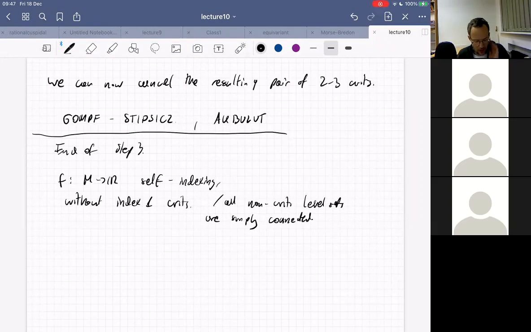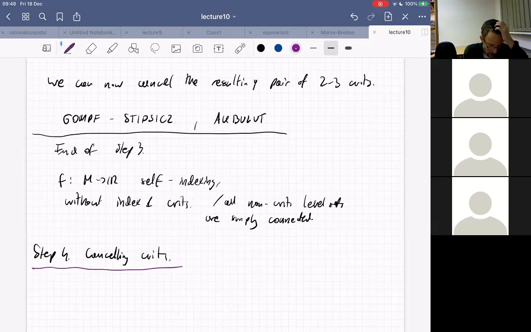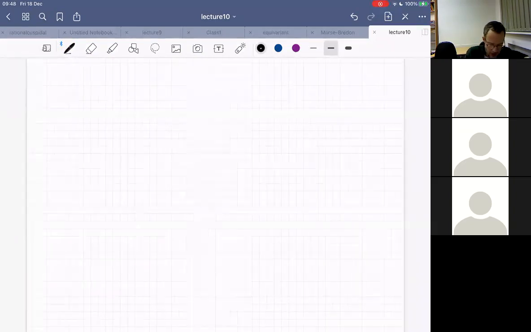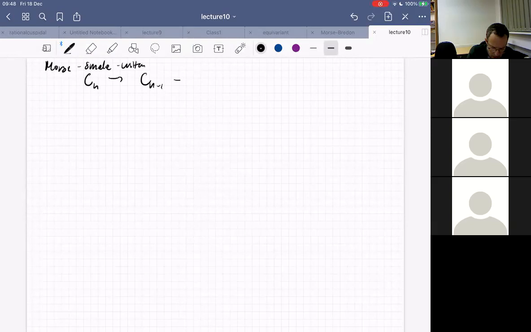Now we pass to step four, canceling critical points. Canceling uses the approach that I sketched during the last lecture. So we have a Morse–Smale chain complex C_N, C_{N-1}, down to C_2, C_0, then zero. Because there are no critical points of index one, this map is a zero map.